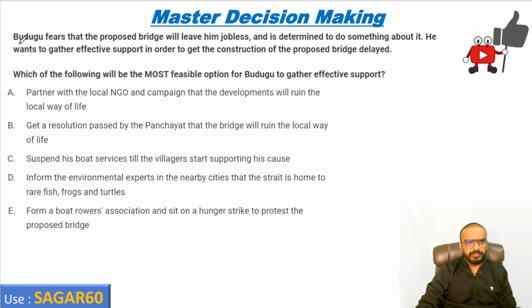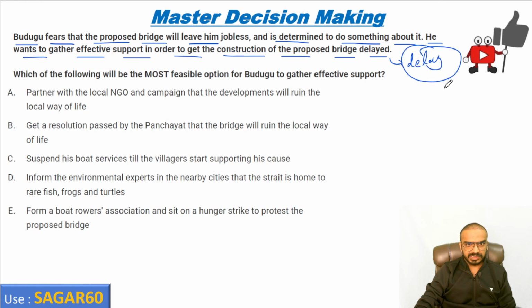Okay, right. Bedugu fears that the proposed bridge will leave him jobless and is determined to do something about it. He wants to gather effective support in order to get the construction of the proposed bridge delayed. So he wants the proposed bridge to be delayed. Okay, fine, leave him jobless.